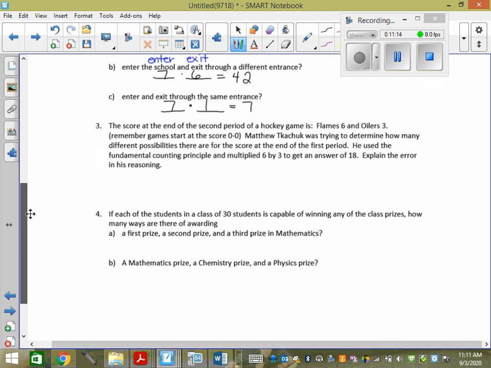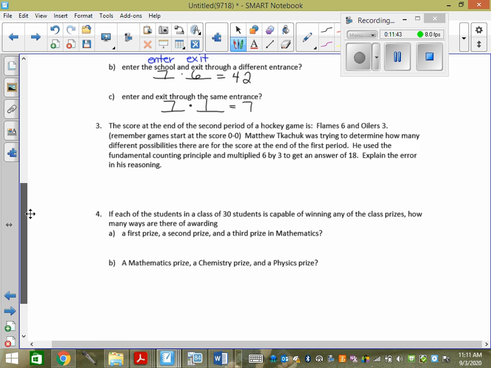3. The score at the end of the second period of the hockey game is 6-3. Remember that this is me being nice. They would never do that. Remember, games start at the score 0-0. Matthew Kachuk was trying to determine, on the side during the break, how many different possibilities there are for the score at the end of the first period. I wonder what it could have been.